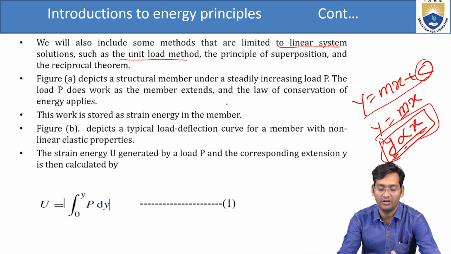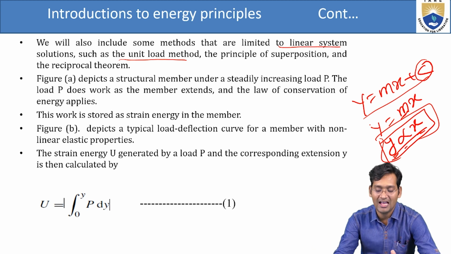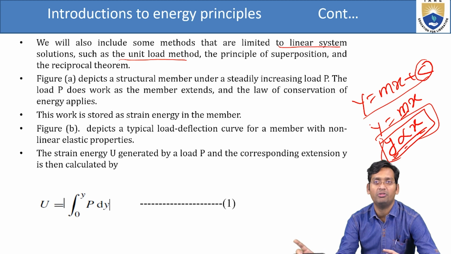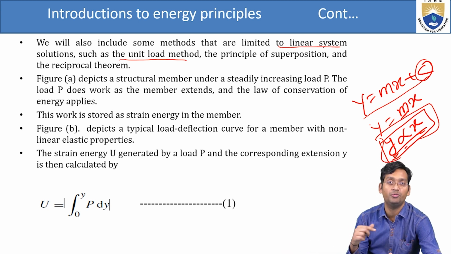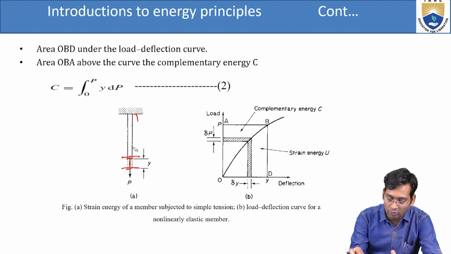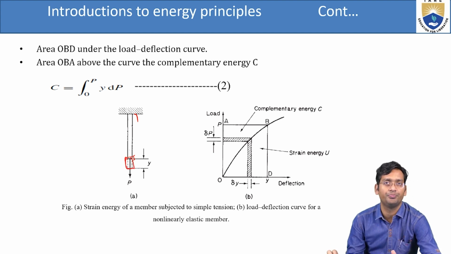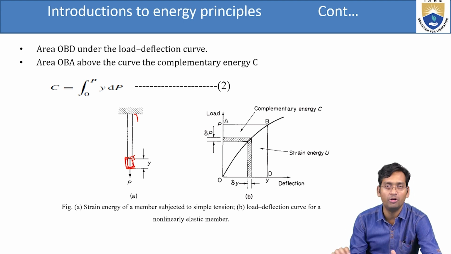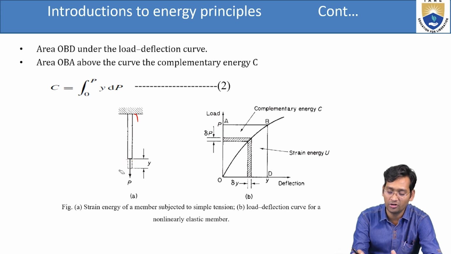And the law of conservation of energy applies. So now the member is extending, and hence we apply the law of conservation of energy. This work is stored as strain energy in the member. The law of conservation of energy is what? One form of energy converted to another form. Here we are applying the force, meaning we are doing work. That work is stored in the form of strain energy in that member, and because of that only it got stressed or strained. So that energy is stored in this part.